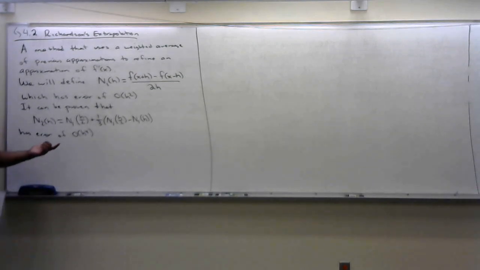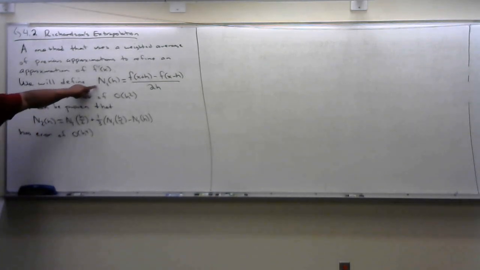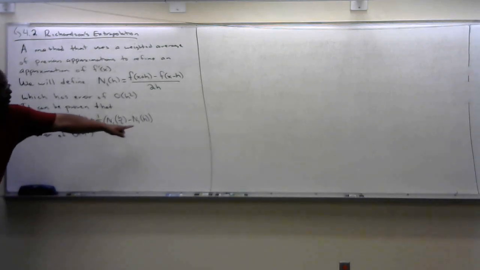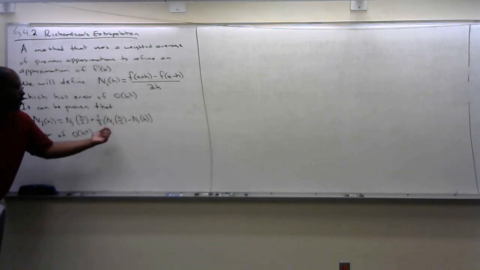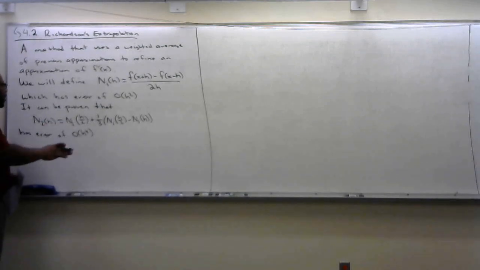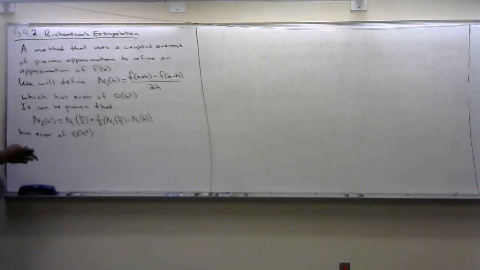Notice that this is a weighted average where we're averaging this approximation for different values of h. Here I'm dividing h by 2. Here I'm using my original value of h. I'm averaging the approximations when I use h versus h divided by 2. And I know N sub 2 of h is going to have error of big O of h to the 4th, which is better than what we start out with.